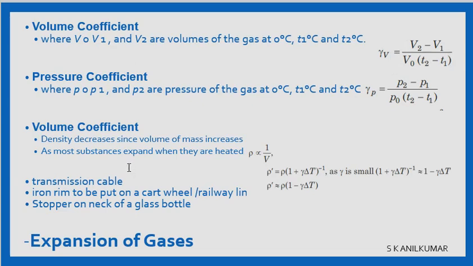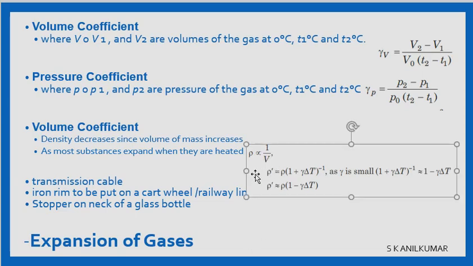Now the volume coefficient's specialty is that the density changes since the volume of the mass increases. Why does the volume of the mass increase? Because substances expand when they are heated. So when a substance expands, the volume increases. When the volume increases, density decreases. So density is inversely proportional to volume, and volume is inversely proportional to density.